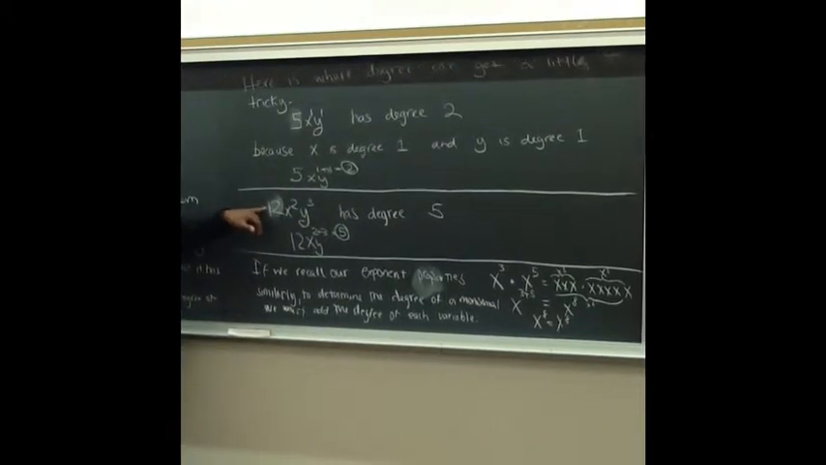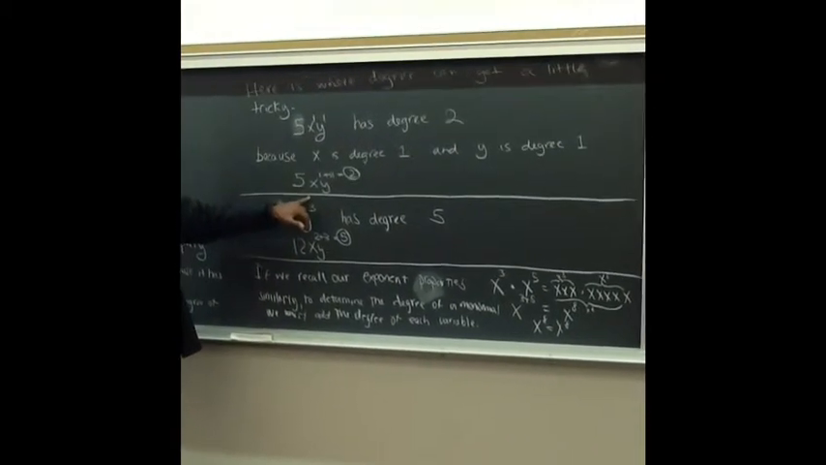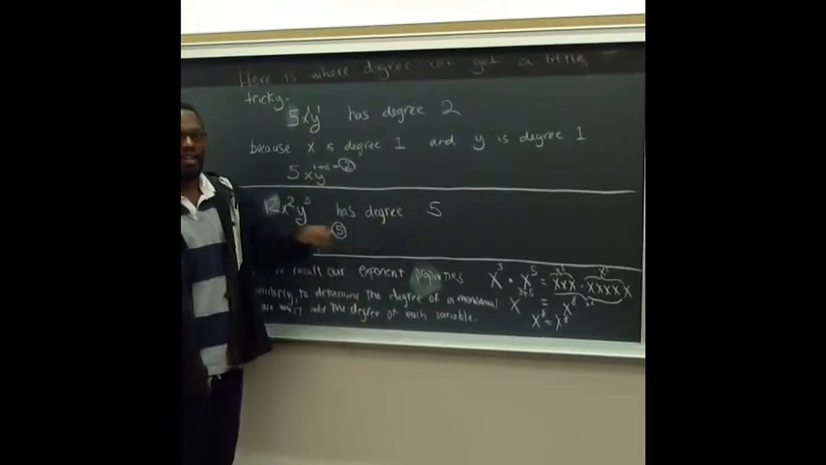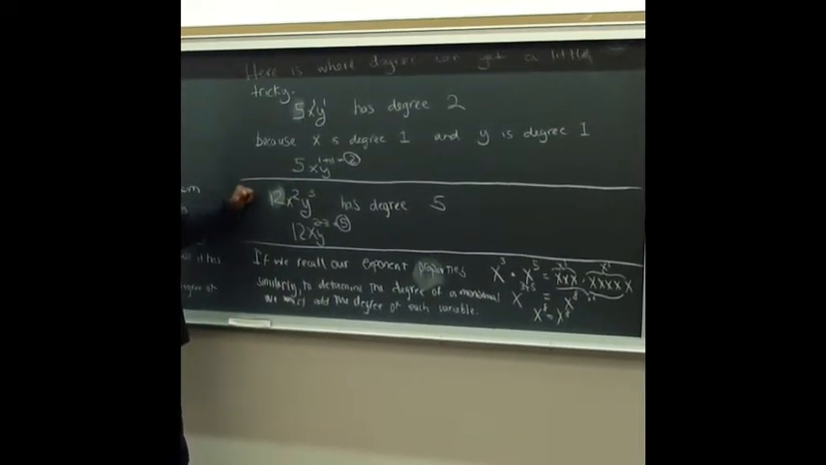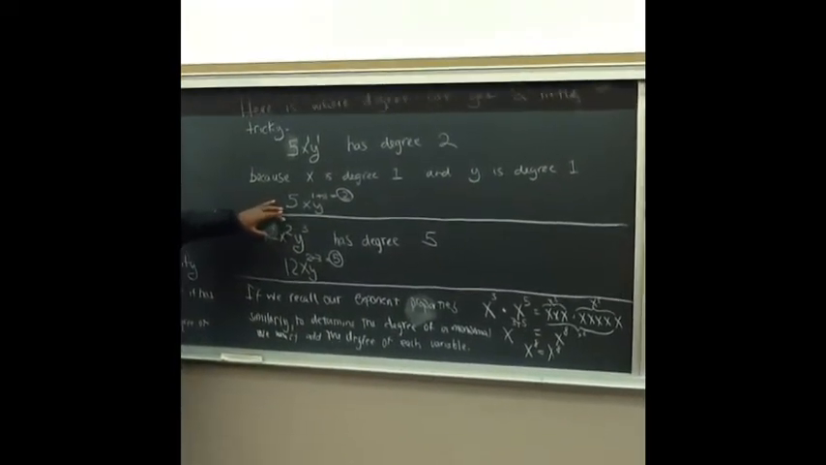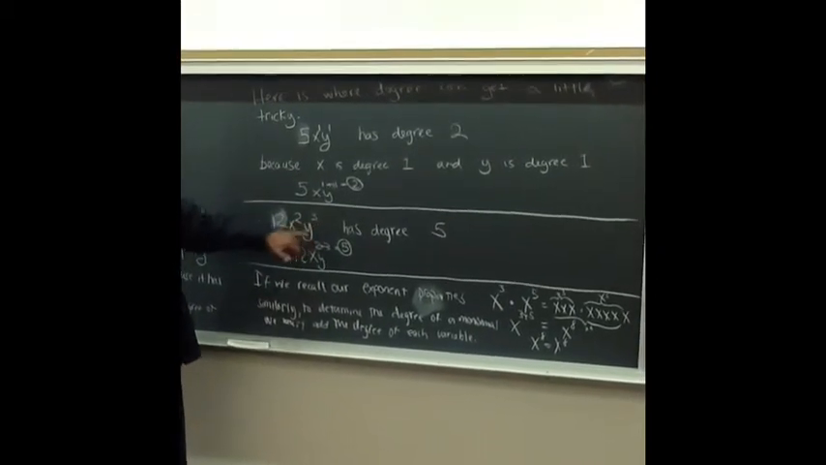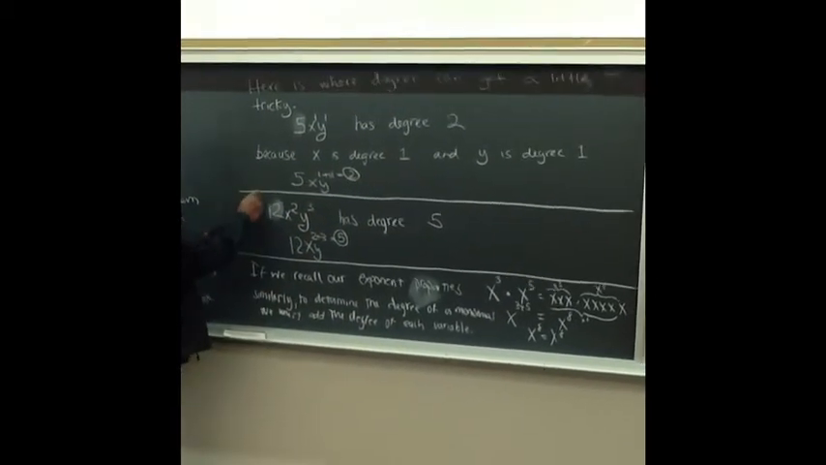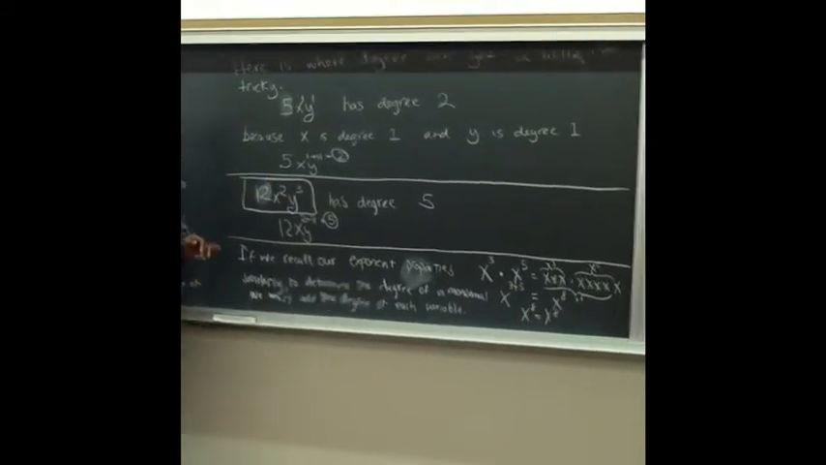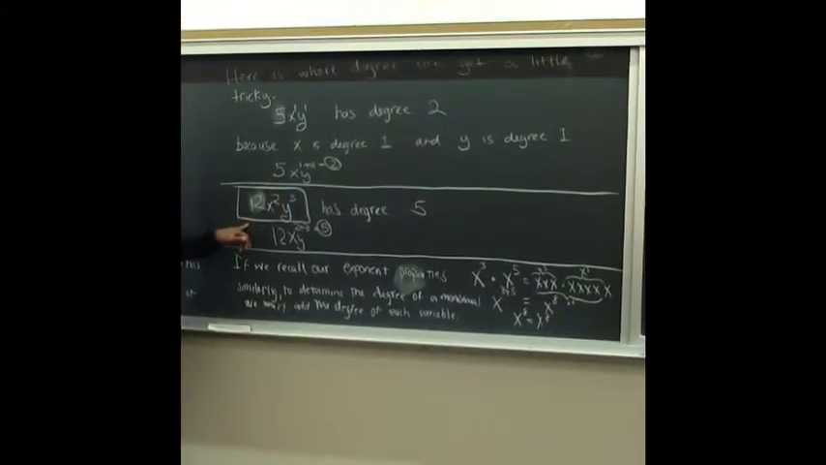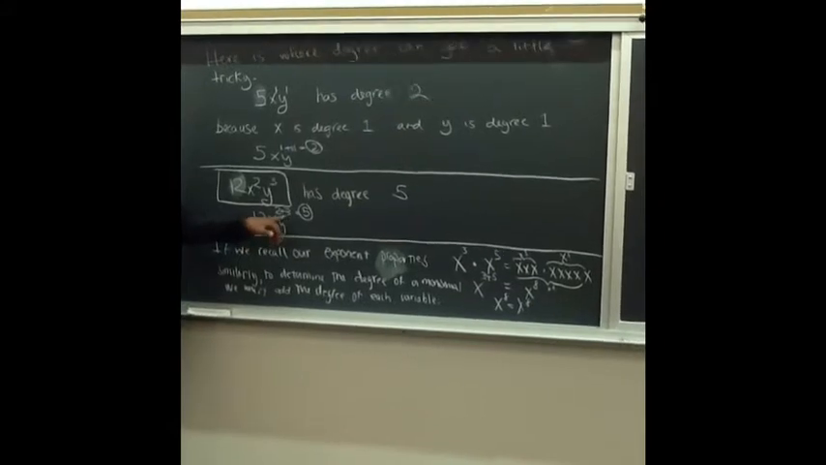Another example, 12x squared y cubed, has a degree of 5, and it has a degree of 5 for the same reason, because the degree on the x term is 2, the degree on the y term is 3, but this single term, this monomial, 12x squared y cubed, has a degree of 5 because 2 plus 3 is 5.